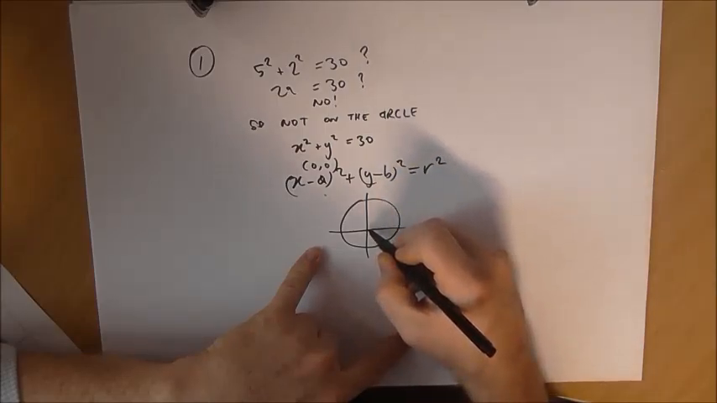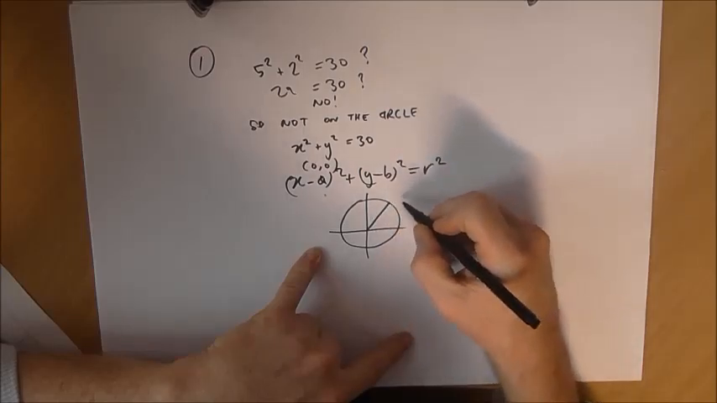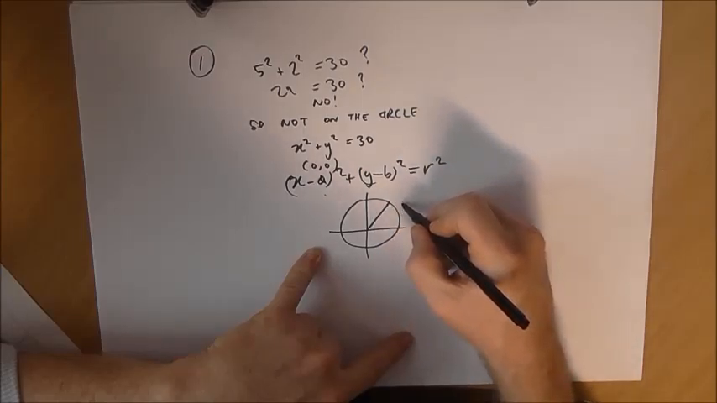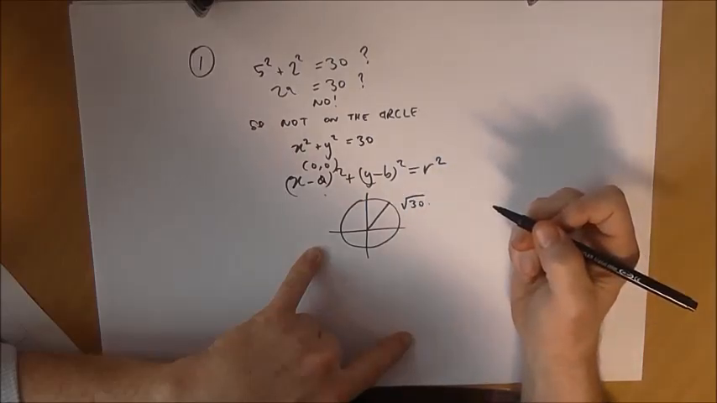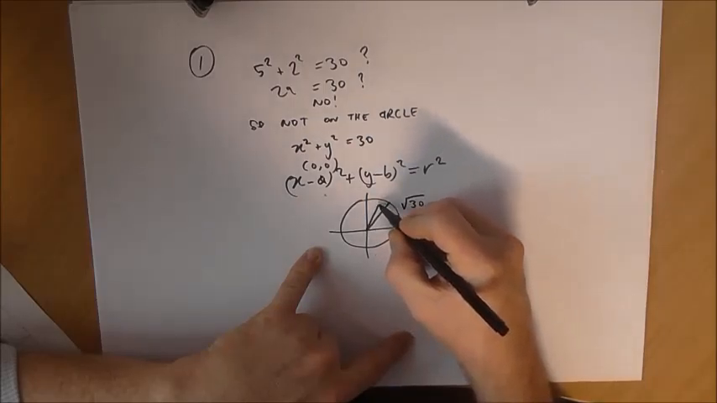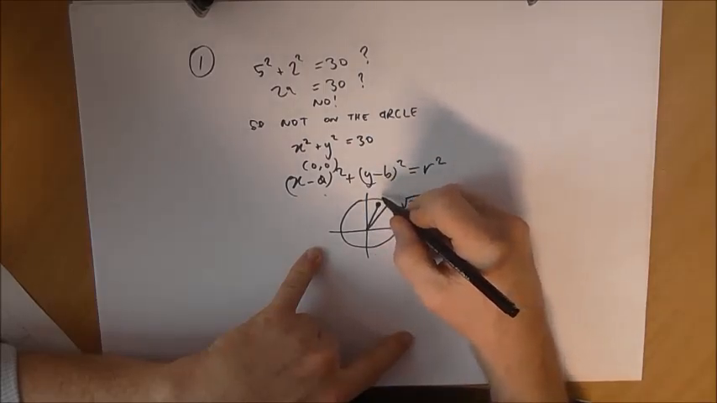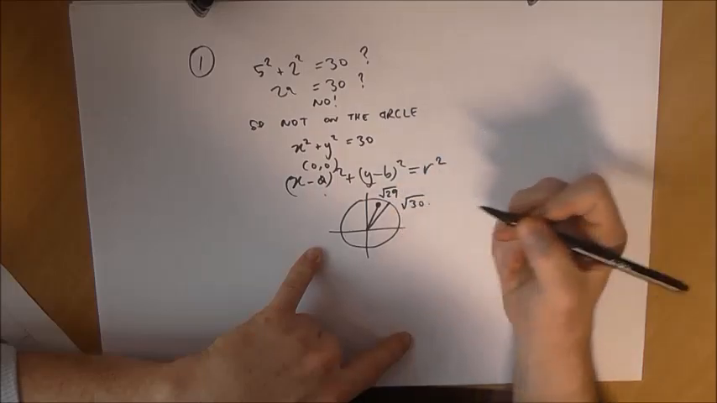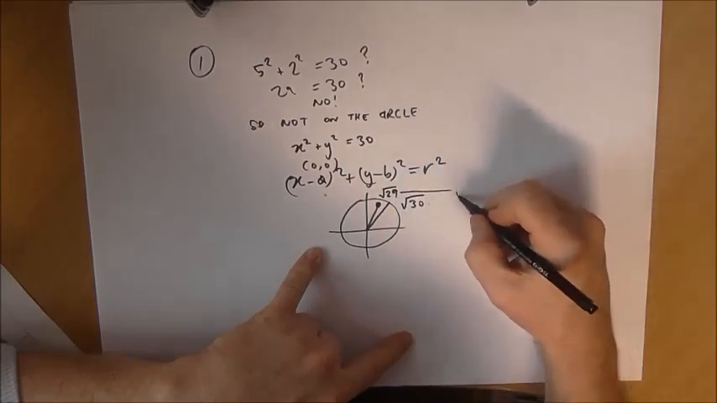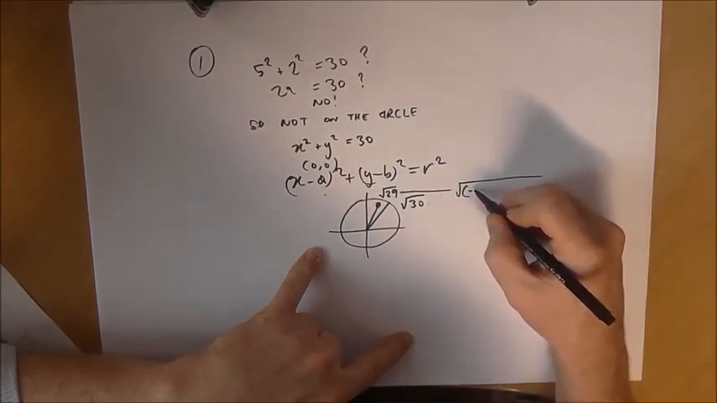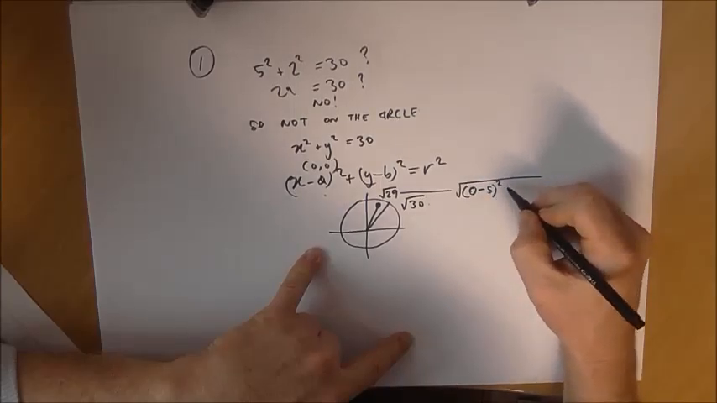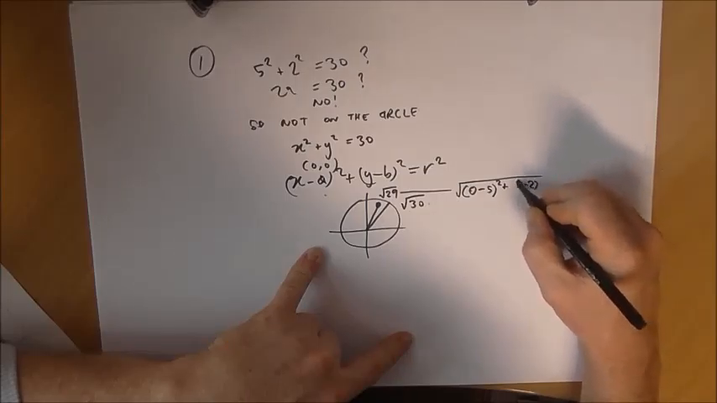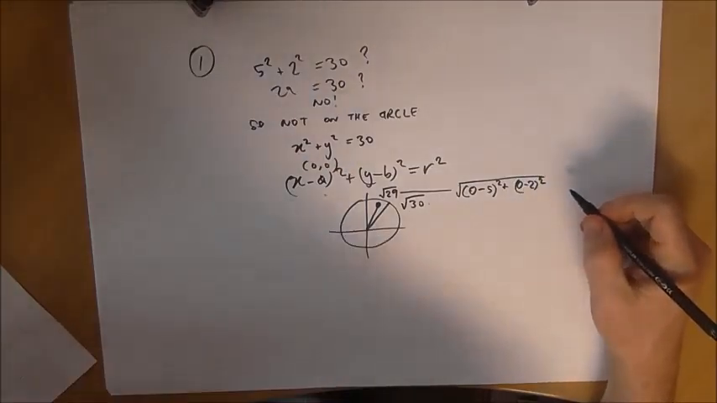So if you went out to the circle, it would be a journey of length root 30. Whereas if you go out to the point, it will be a journey of length root 29. How am I getting that? I'm just using the distance formula. So you subtract the x coordinates, subtract the y coordinates, and that's your distance.